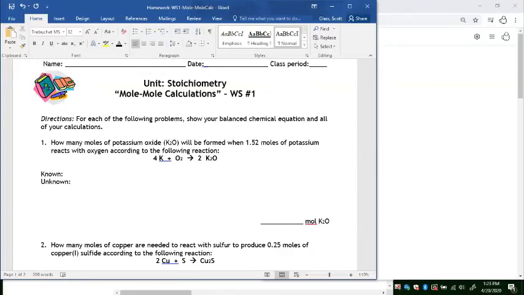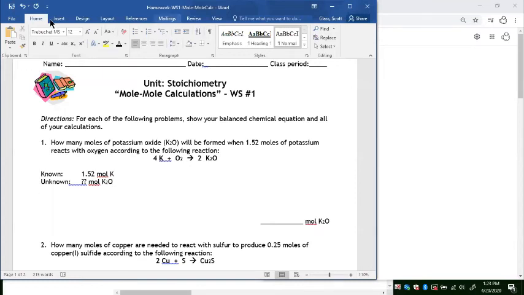Your known here is the number that's in the sentence, the 1.52 moles of potassium, K. What we don't know is the moles. It says how many moles of potassium oxide. That's K2O.